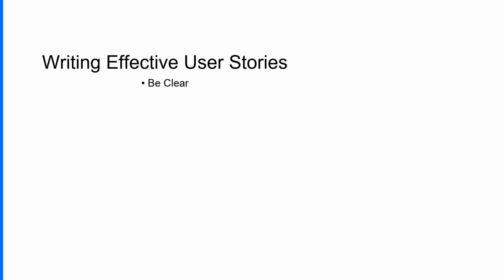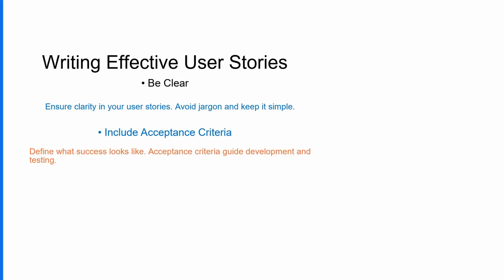When writing user stories, clarity is crucial. Avoid jargon and ensure the story is understandable. Also, include acceptance criteria to define what success looks like.